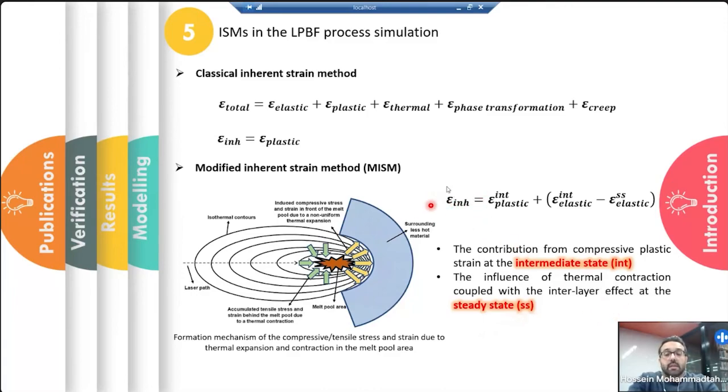The modified inherent strain method introduces the inherent strain value according to these two stages, including the plastic and elastic strain at the intermediate state and the elastic strain at the steady state. By this formulation, we can improve the accuracy of the classical inherent strain method in metal additive manufacturing simulation.